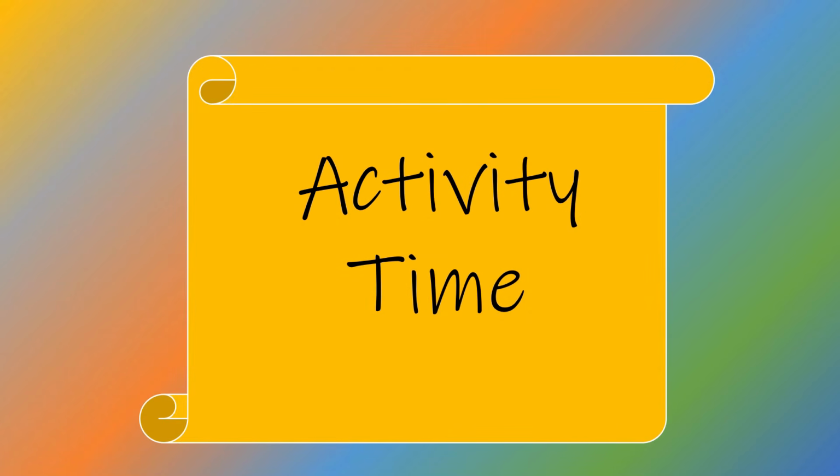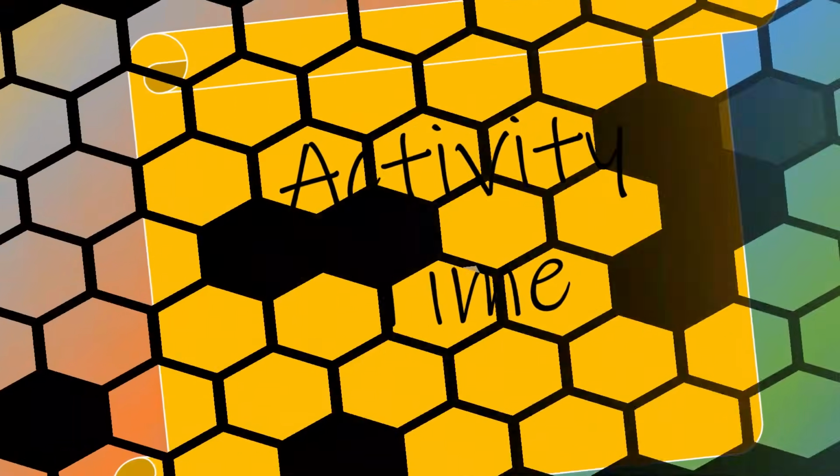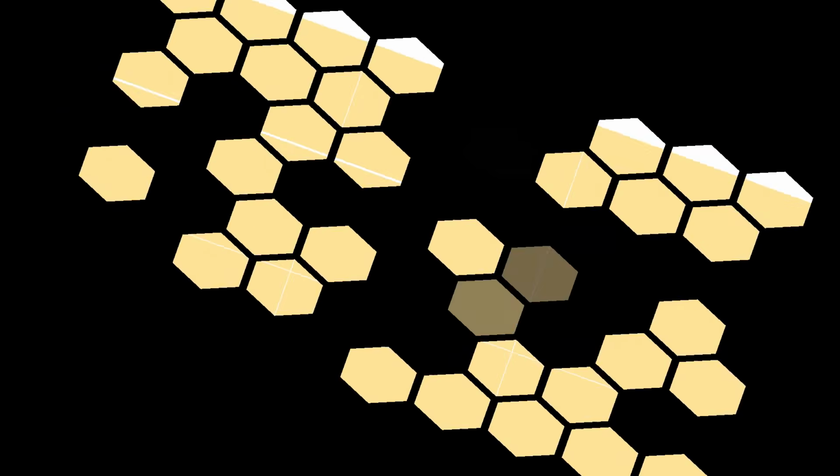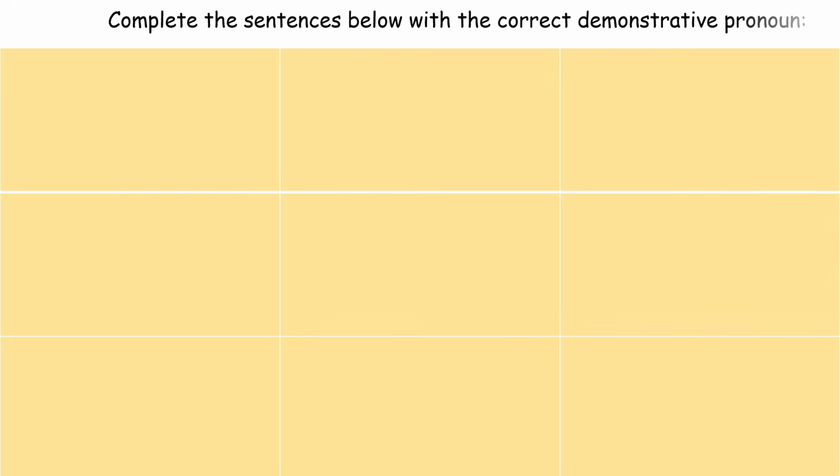As you have understood how to use demonstrative pronouns in sentences, let us do an activity now. Complete the sentences below with the correct demonstrative pronouns. You will be given time for thinking. Dash is a pen.